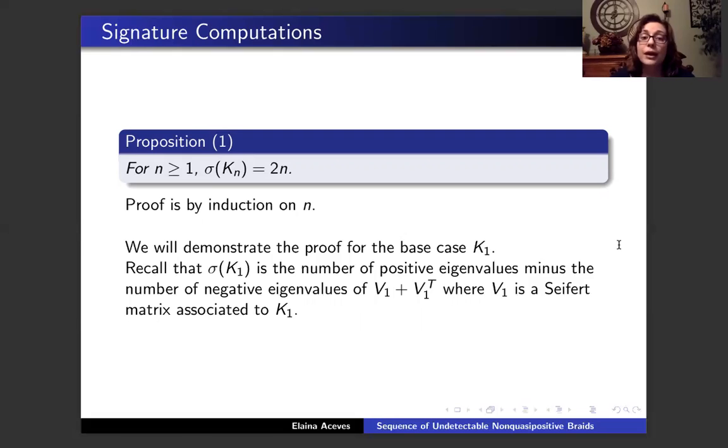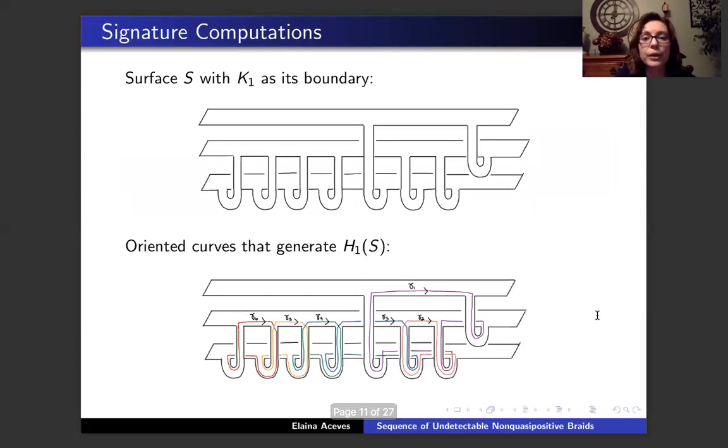Then we're going to calculate the Seifert matrix, which involves linking numbers, which we're going to denote V1. Then we calculate V1 plus V1 transpose and look at the eigenvalues associated to that matrix. The number of positive eigenvalues minus the number of negative eigenvalues gives us the signature. So as I said, let's go through this. We start here with the surface S that has K1 as its boundary. That's the first picture up top here.